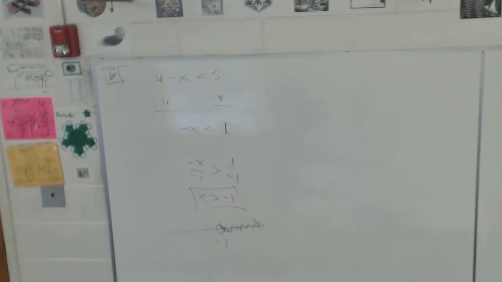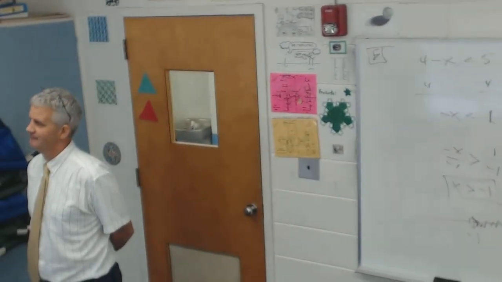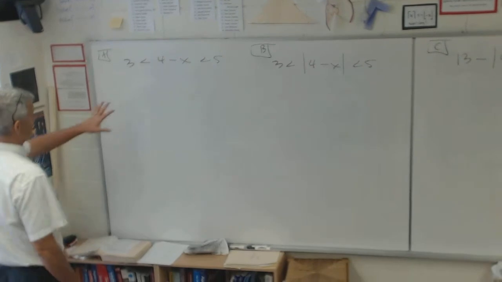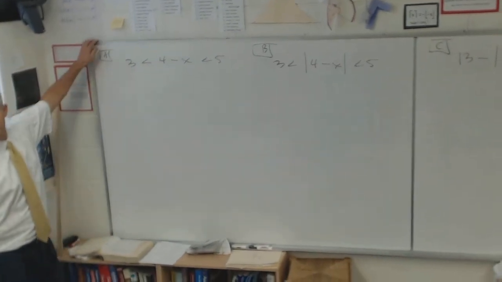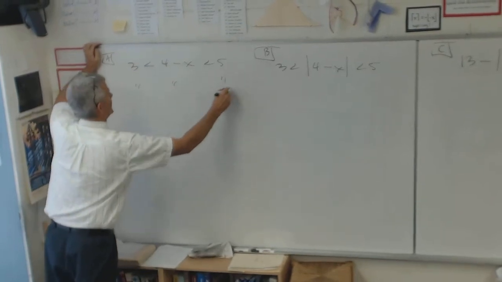Okay, how about A, B, C, or D? A. Hey, I think that's a smart choice. There's no absolute value in there. It makes it a lot easier. So let's knock this out with A. What do we do first? Subtract 4 from every side. Subtract 4 from all 3 sides.